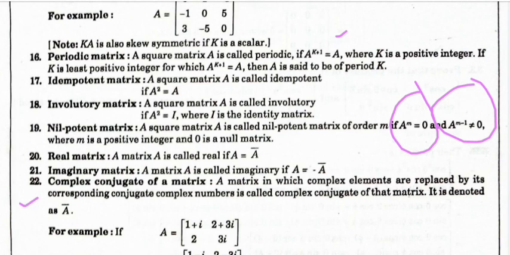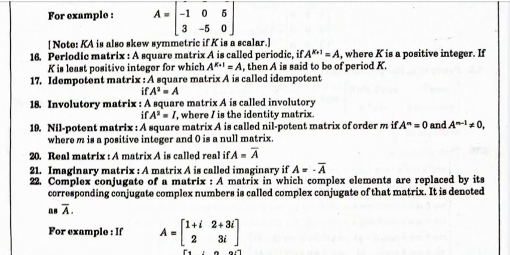Okay. Now next, what is the complex conjugate of a matrix? It is a matrix in which each complex element is replaced by its corresponding conjugate, and the result is called the complex conjugate of that matrix. It is denoted by A bar. Okay. Now come to an example for more understanding.